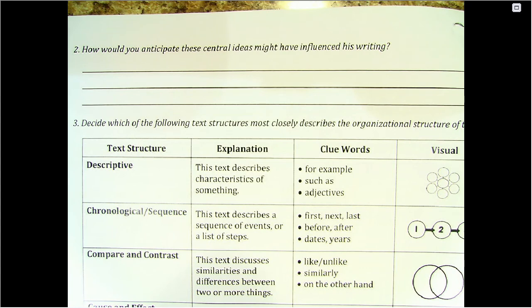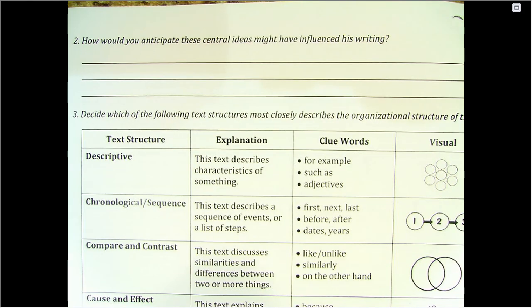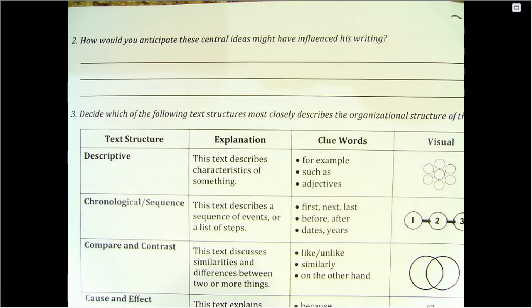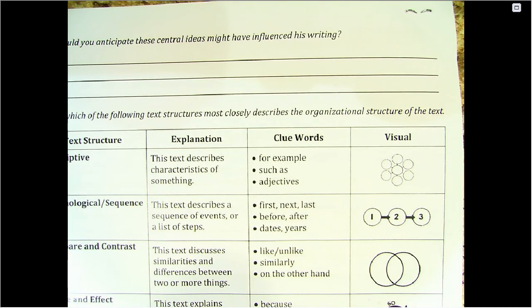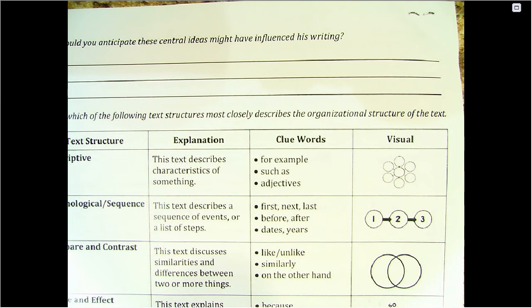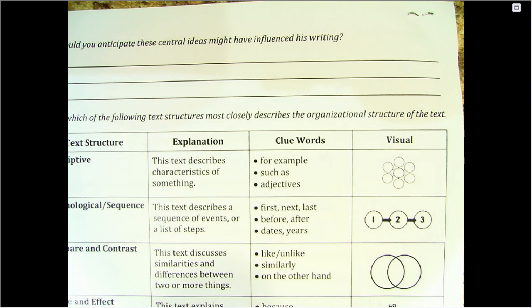Number 2 says, how would you anticipate these central ideas might have influenced his writing? So he spent time working in a factory. His family spent time in debtor's prison. How might those central ideas influence his writing? Next, we'd decide for number 3 which of the following text structures most closely describes the organizational structure of the text. So we're trying to figure out what kind of text the author has written.